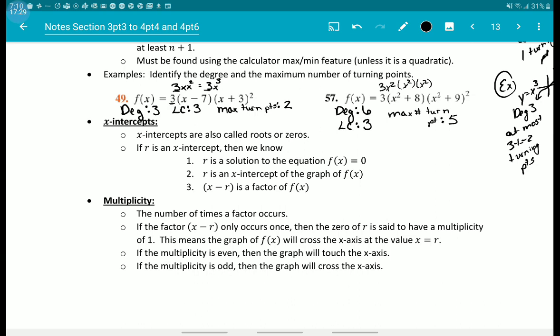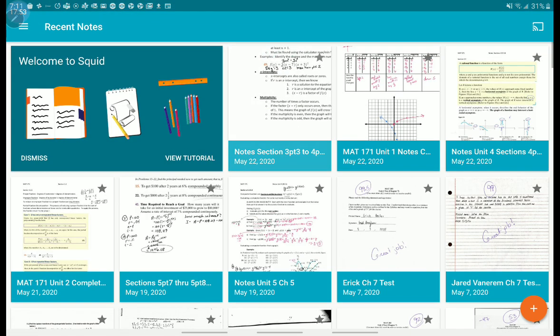Now we need to talk about x-intercepts. So x-intercepts are also called roots or zeros. Your calculator actually calls it zeros. So if we have an x-intercept, and I'm just going to call it r, then r is going to be a solution of the equation f of x is equal to 0. That's actually how we find x-intercepts to begin with. We take that equation and we set it equal to 0, or we say y is equal to 0.